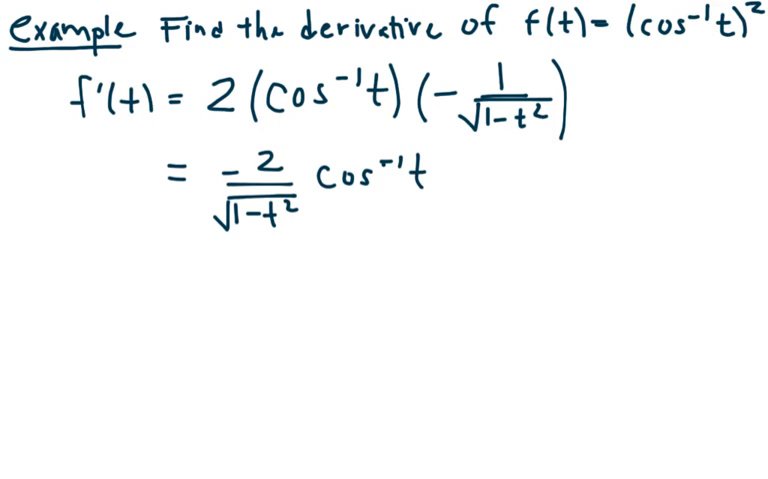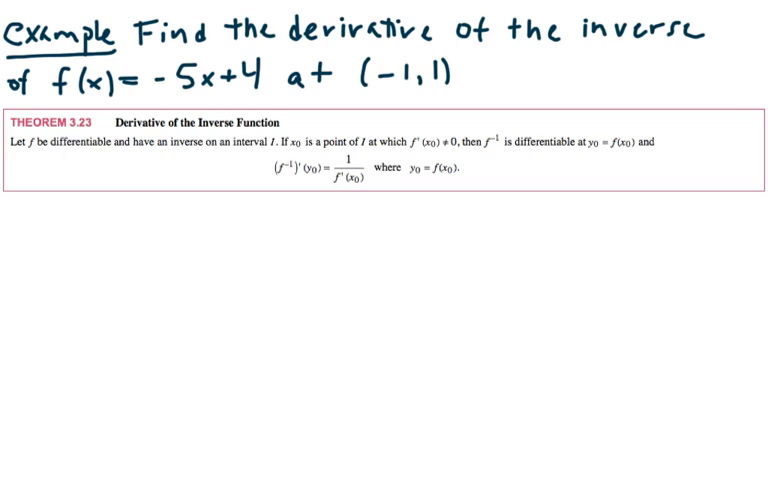The last example I wanted to talk about involved finding the derivative of an inverse at a specific point where you're given the function, not the inverse function. It turns out we have a nice little formula for this. We have theorem 3.23. It's the derivative of an inverse function where you don't have to actually find what the inverse function's equation is. This formula tells us that f inverse prime of y naught is equal to 1 over f prime of x naught.